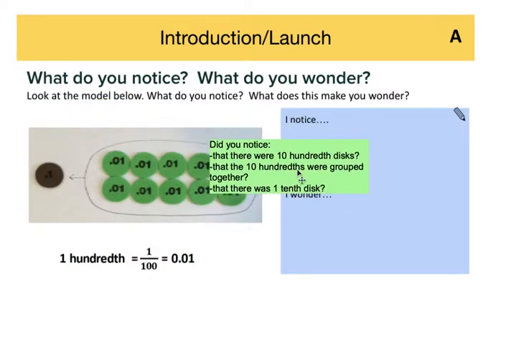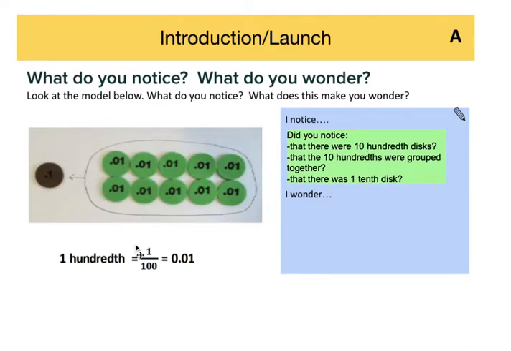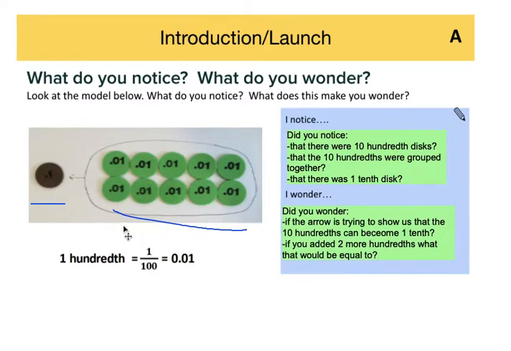So what did you notice? Did you notice that there were 10 hundredth discs? Did you notice that those 10 hundredths were grouped together? Did you notice that there was only 1/10 disc? What did you wonder? Did you wonder if the arrow is trying to show us that 10 hundredths can become 1/10? Did you wonder if you added 2 more hundredths, what would that be equal to? Great questions there. All right, let's go ahead to the next slide.